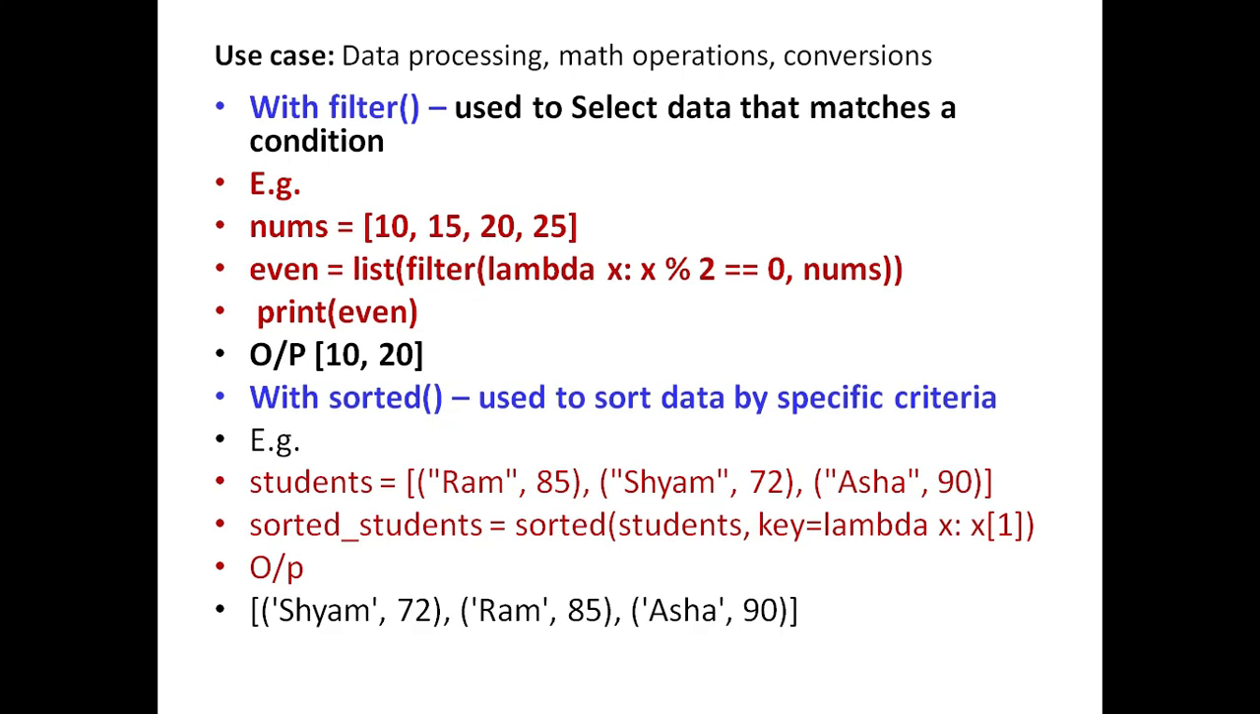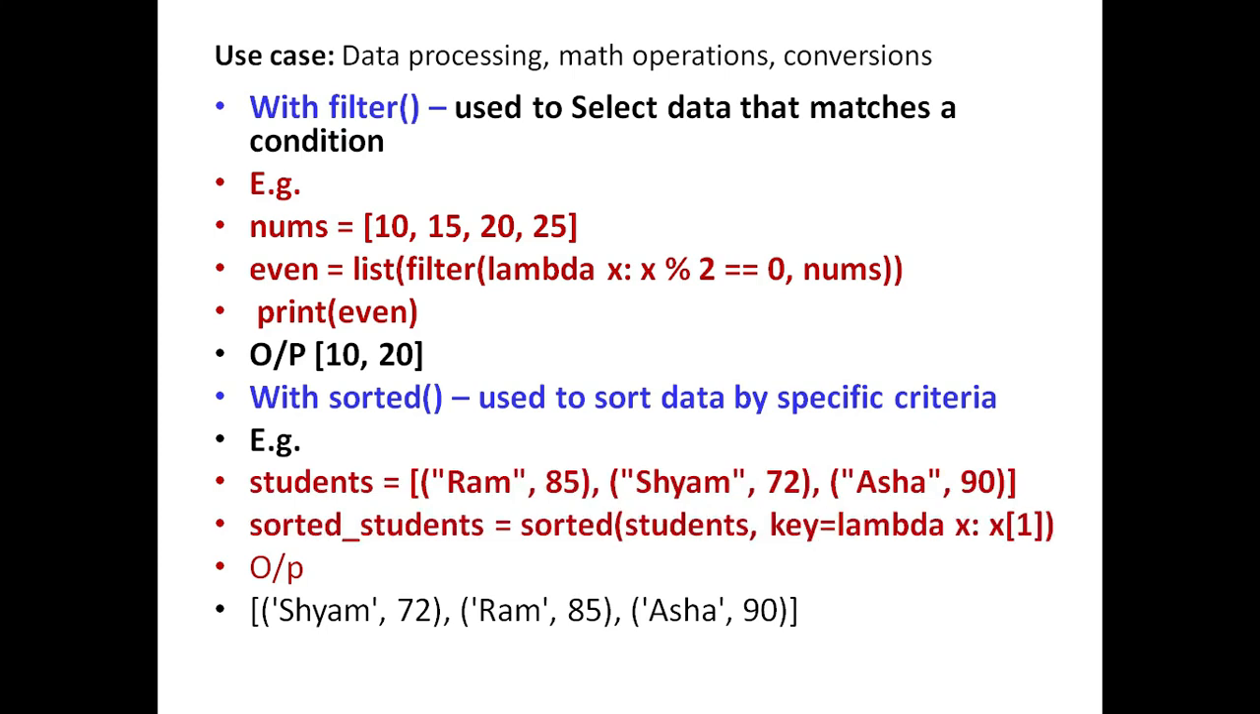We can use it with sorted to sort the data by specific criteria. For example, here we have defined students, and to sort it we will use a lambda function. It will sort it according to name in descending order.